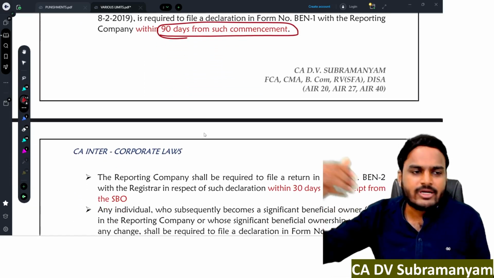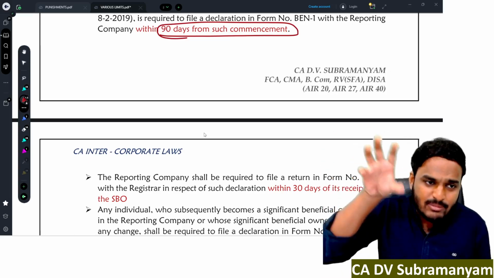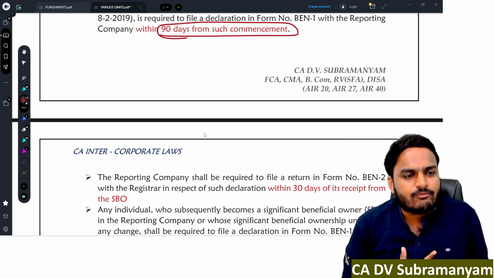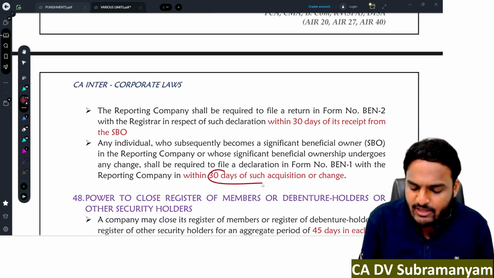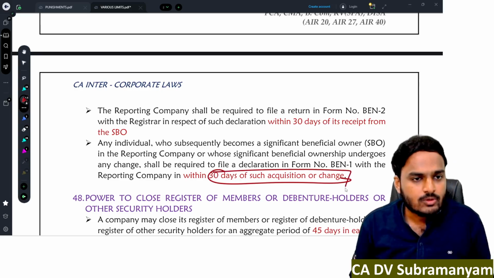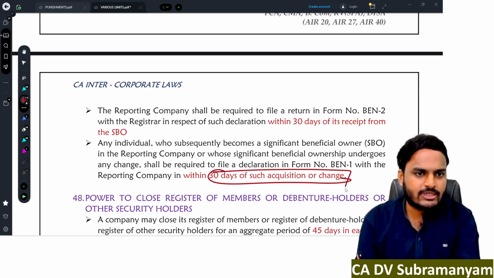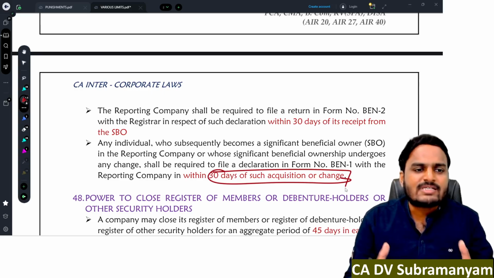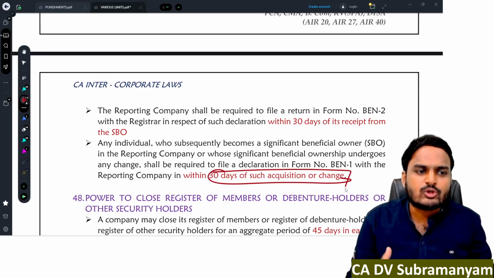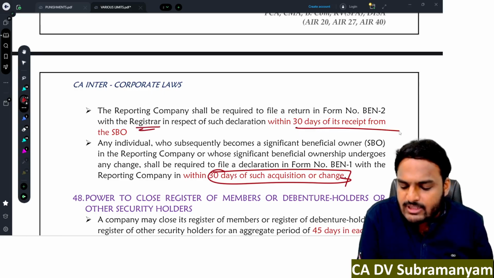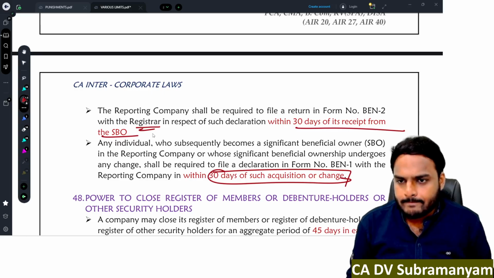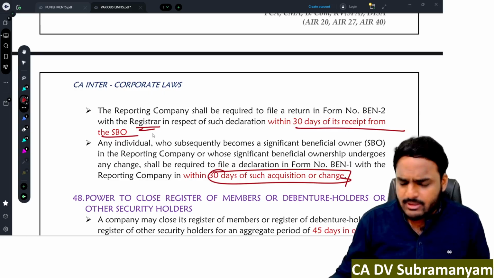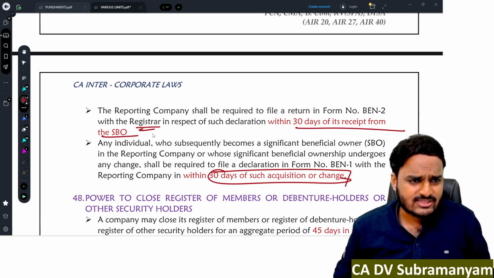Sir, the provision has already come into the picture. After commencement of the provision, I got significant beneficial ownership. In that case, within 30 days of acquisition, you need to communicate the details to the company. Once the company receives that information, it has to communicate the same to the registrar within 30 days of its receipt from the SBO. Clear? The time limit of 30 days is common in all sections.